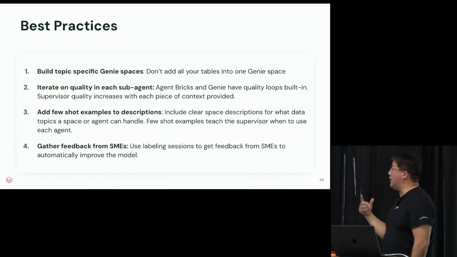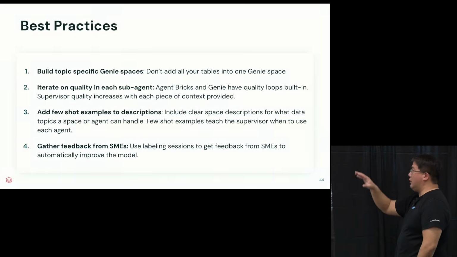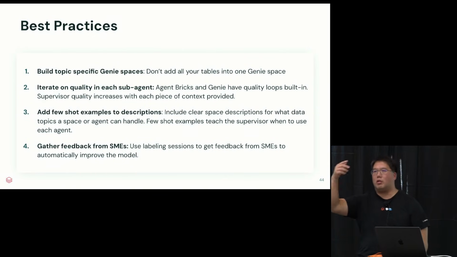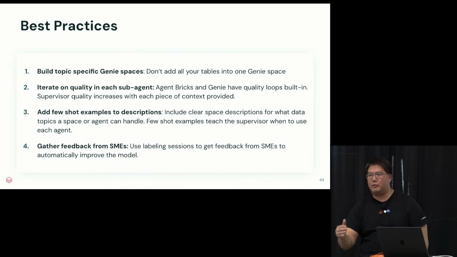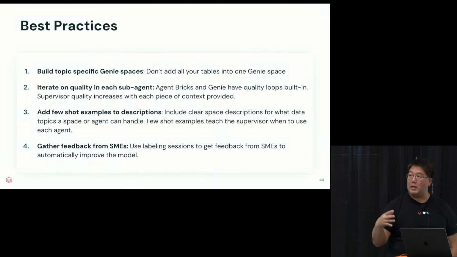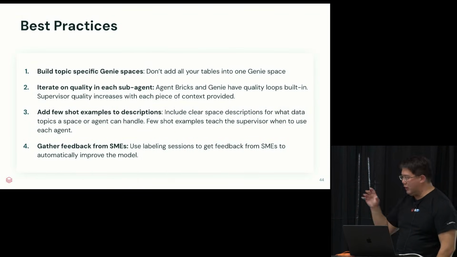You're going to iterate on the quality for each of the sub-agents first. In other words, each sub-agent that you've got, whether it's a KA, whether it's Genie, I don't care what it is, you're going to make sure that sub-agent's really, really good first. It's tuned well first. Once you do that, then you can make sure your overall multi-agent supervisor is actually a really good setup.